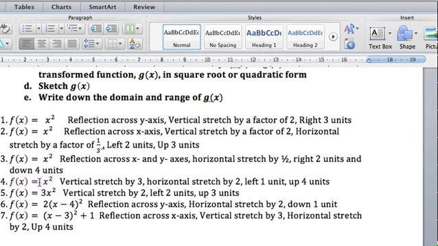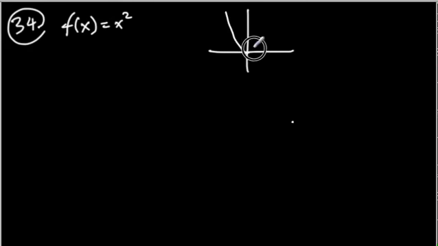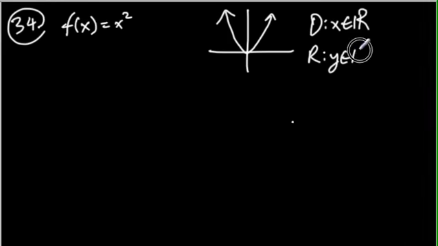So we did 33, let's do 34. So vertical stretch by 3, horizontal stretch by 2, left 1, up 4. Is that 34? Yes, that was 34. Oops. So f of x is still x squared. Okay, so the domain is x is an element of reals, and the range is y is an element of reals, y is greater than or equal to 0.